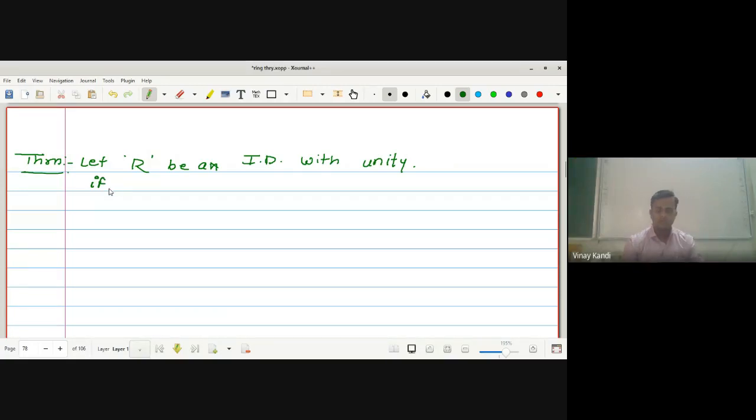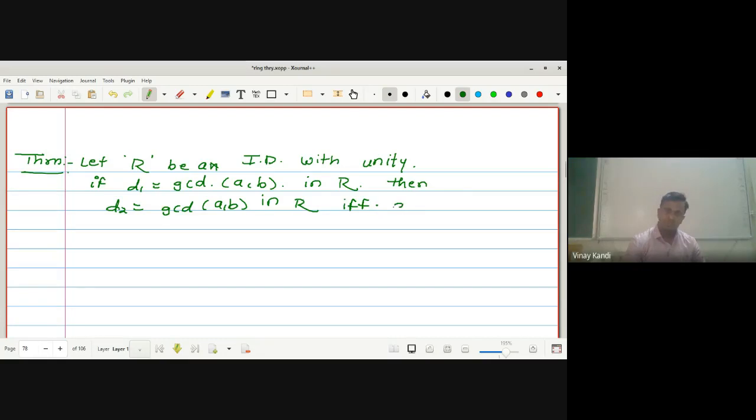If D1 is equal to the greatest common divisor of A and B in R, then D2 is equal to GCD of A and B in R if and only if D1 and D2 are associates. As I said, if R is an integral domain with unity, suppose D1 is the GCD of A and B in R, which is given to you. And D2 is also a GCD of A and B in R if and only if D1 and D2 are associates. Okay. Now look at the proof.